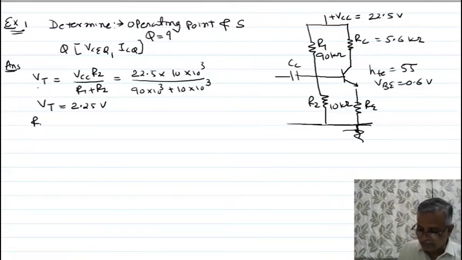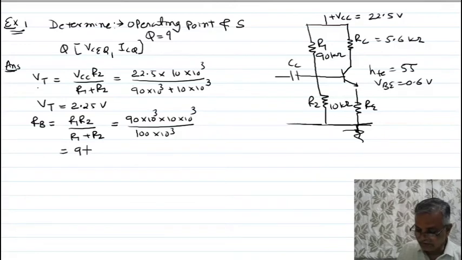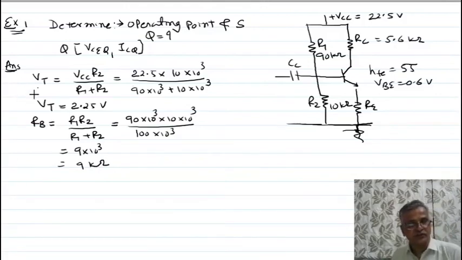Second, let me find RB. Already I told you, in a voltage divider bias, RB is nothing but R1 R2 upon R1 plus R2. So I can write it is 90 kilo ohm into 10 kilo ohm upon 100 kilo ohm, 90 plus 10. So you can find 9 kilo ohm. So first you find VT, second you find RB.